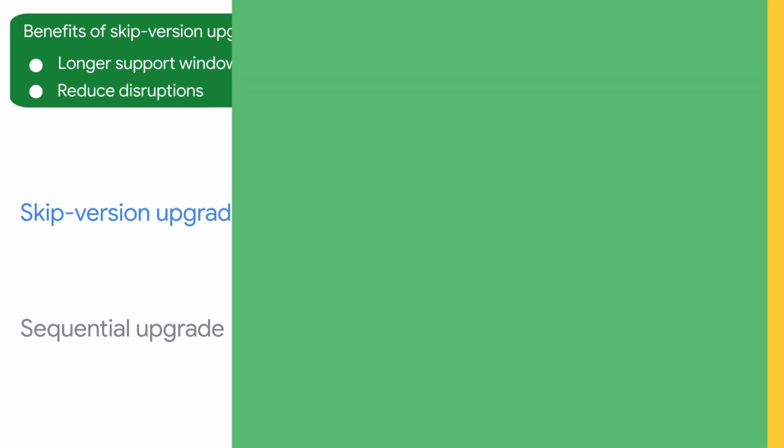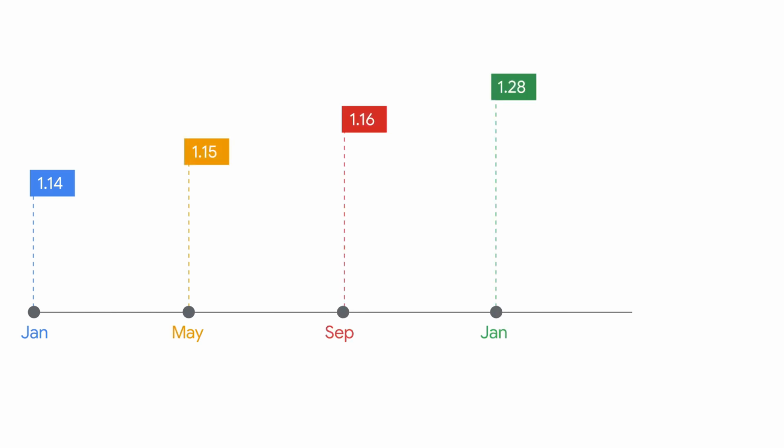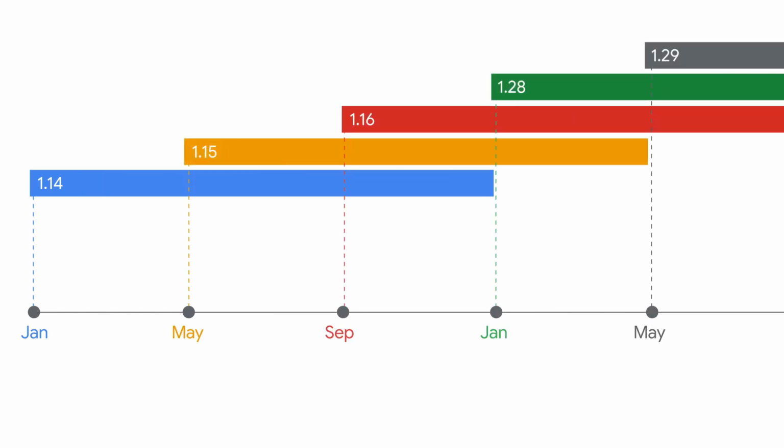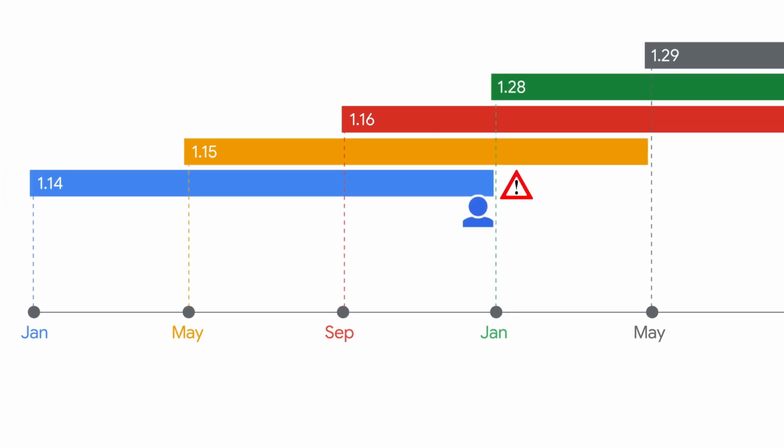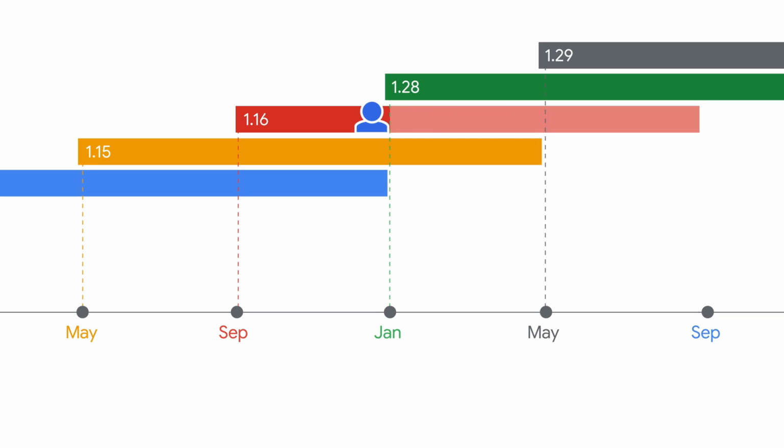Here's how that works. Google Distributed Cloud releases a new minor version every 4 months, and each version has a 1-year support window. So if you were on version 1.14 since January, you'd have to upgrade to a newer version in December. If you upgraded to the next minor version, in this case 1.15, you'd only have 4 more months before you'd be required to upgrade again, as the support window would run out. Instead, by performing a skip version upgrade, you can upgrade directly to 1.16 and stay on the support window for 8 months instead of 4.